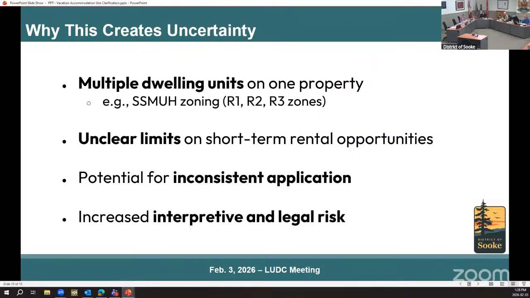The lack of clarity becomes particularly challenging on properties with more than one dwelling unit, particularly with the recent Bill 44 legislation and small-scale multi-unit housing. When vacation accommodation regulations were first introduced, properties were limited to a single secondary suite or detached small suite per single detached dwelling. Now under SMU, both accessory dwelling units are possible concurrently, subject to the SMU criteria being met. Therefore, questions arise around how many short-term rental opportunities are permitted and how they relate to principal residence requirements. Over time, this creates a risk of inconsistent application and increases interpretive uncertainty.